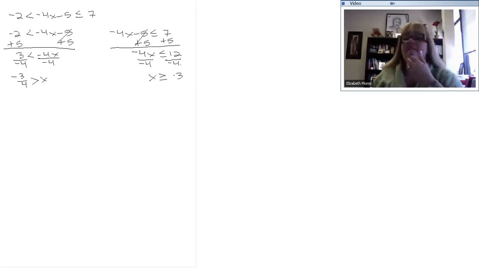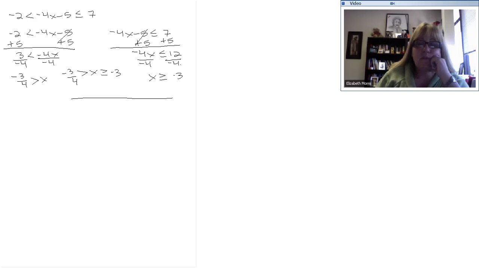All right, let's see what this looks like together. You put x here. You got greater than or equal to negative 3 and less than negative 3/4. All right, negative 3/4 would be here, and the negative 3 would be to this side of it. It says x is greater than or equal to negative 3, but less than, not equal to negative 3/4. Notice the two different symbols, because one is just an inequality that just has greater than or less than. The other one has also equal to.